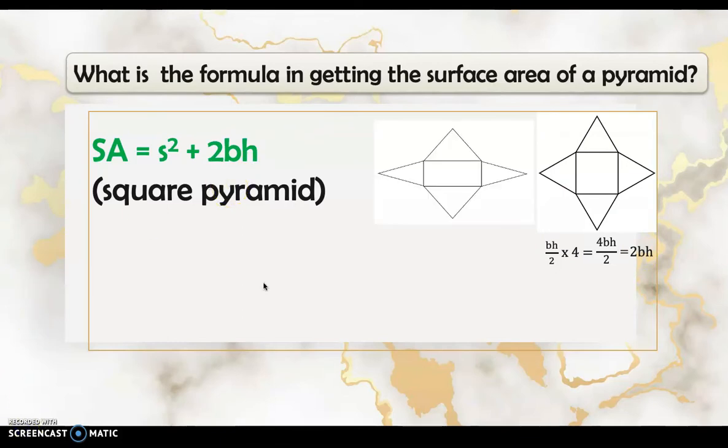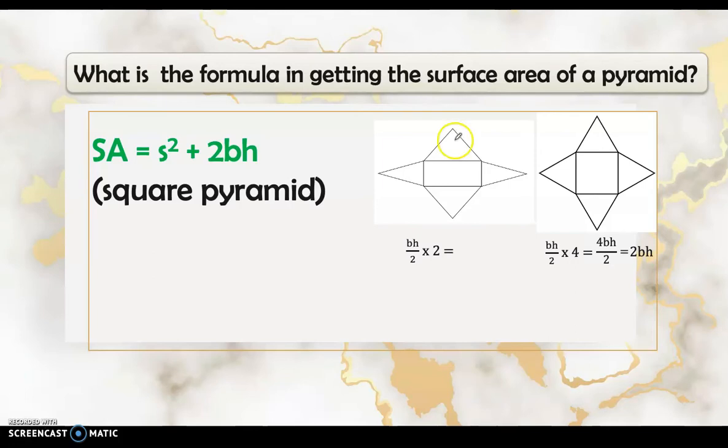If it is a rectangular pyramid, we get the area of the base, which is length times width, since it's a rectangle. And take note that these 4 triangles are not all equal, since the sides of the base are not all equal.